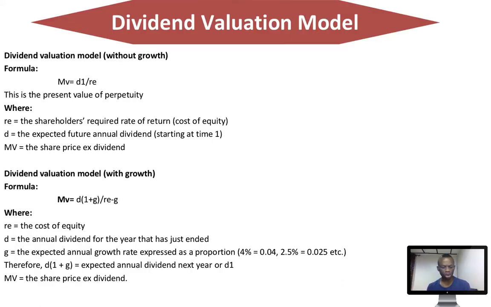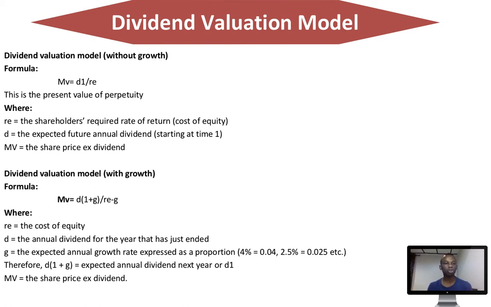Now, the next one we'll be looking at is the dividend valuation model. As I said, this model is based on expected future dividend rather than on total earnings. The formula is MV, the market value per share, is equal to D1. D1 is the expected future annual dividend starting at time 1. That means the dividend valuation model is based on the expected future dividend other than total earnings.